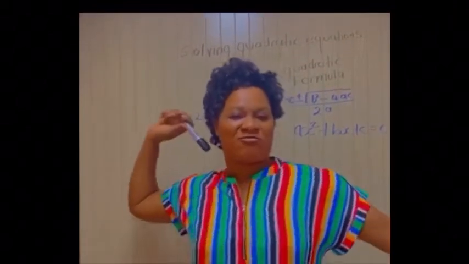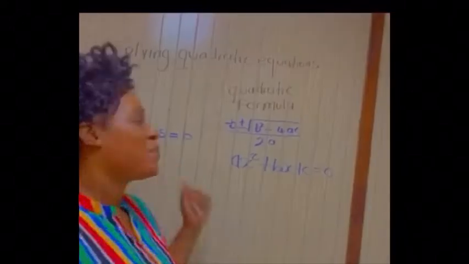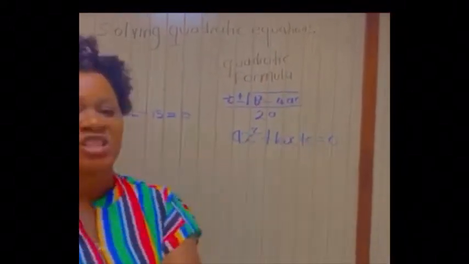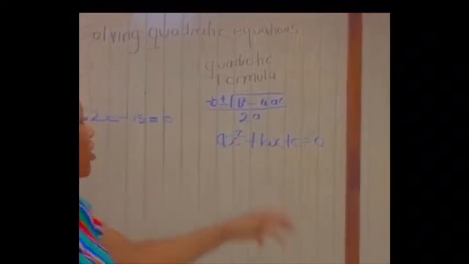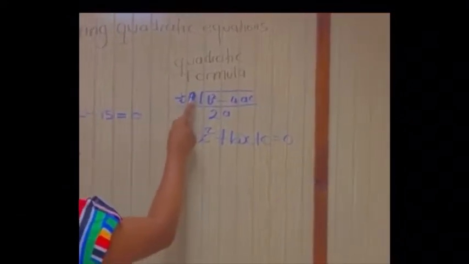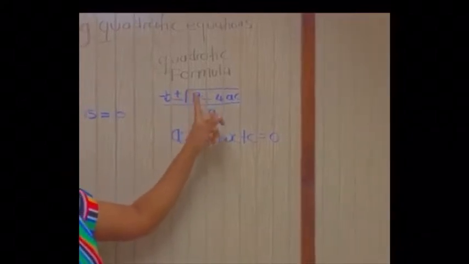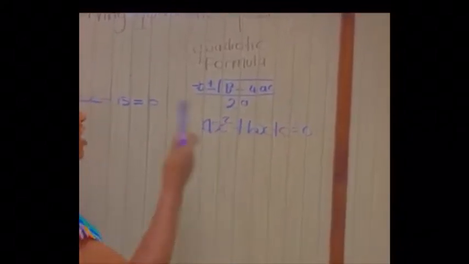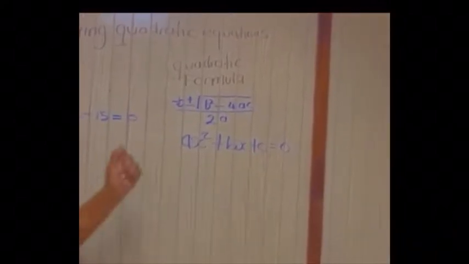Okay, so let's get right into it. Today we are solving quadratic equations and we're going to use the quadratic formula. And we all know the quadratic formula is minus b plus or minus the square root of b squared minus 4ac, divided by 2a. Alright, so here I have this equation.